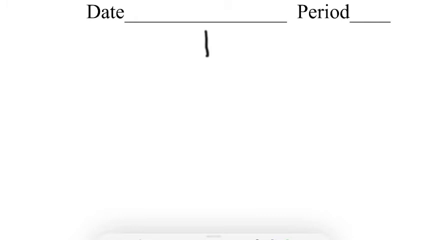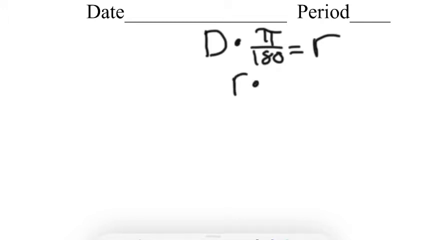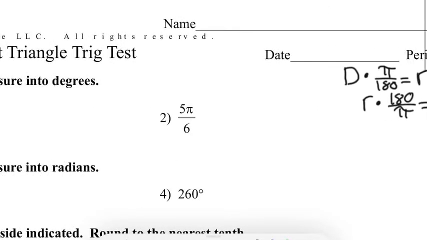So we're starting with degrees. We're going to multiply it by pi over 180 to get our radians. So if we're starting with radians, we are multiplying by 180 over pi, and that is going to give us our degrees.